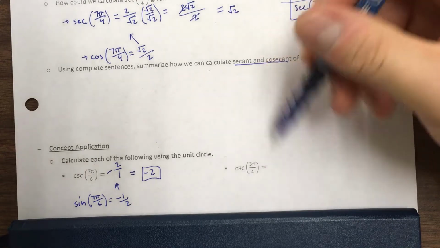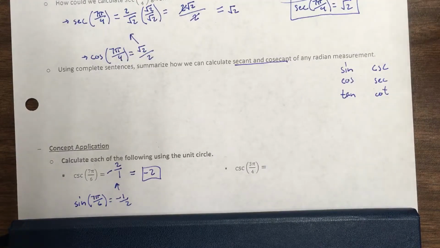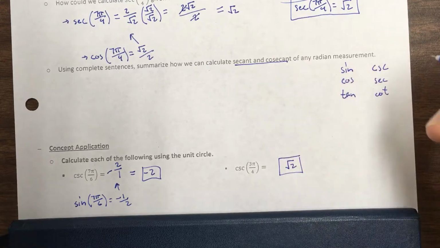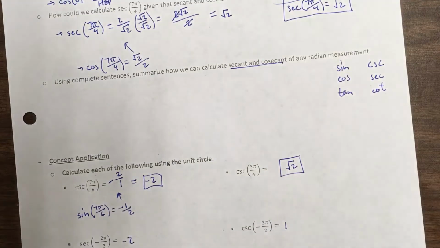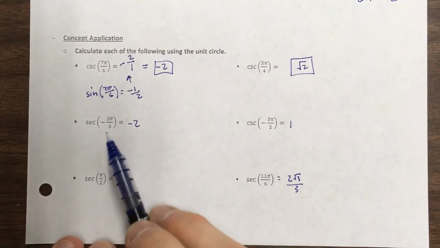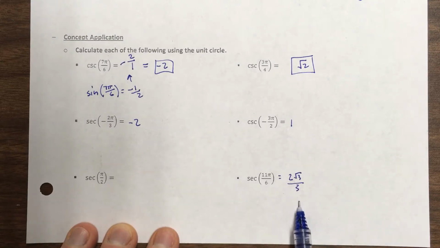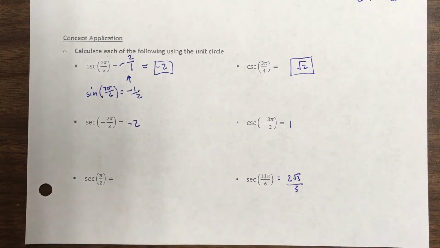Similar thing here with cosecant of 3 pi over 4. I would recommend you try that on your own. What you should end up with is square root of 2. That's what you should simplify to. And now here are the other solutions: -2, 1, 2 square root of 3 over 3. Do these on your own, try them out, see if you can get there.